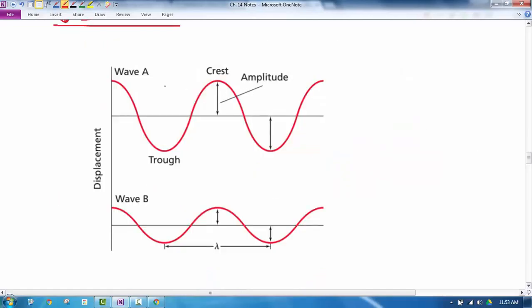Some vocab you might remember that it's imperative you know is amplitude. You need to know crest and trough, and also wavelength. We use lambda to represent wavelength on our formulas in our formula sheet. So the wavelength is the distance between two troughs or between two peaks or between any two corresponding parts on the wave.